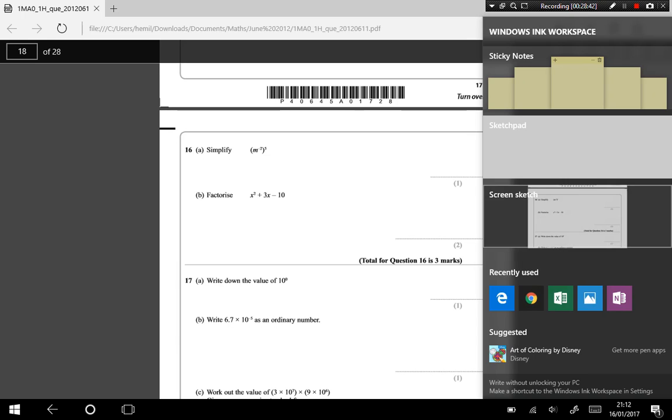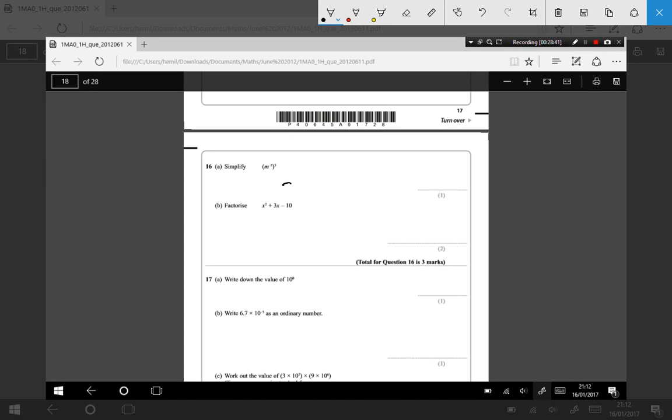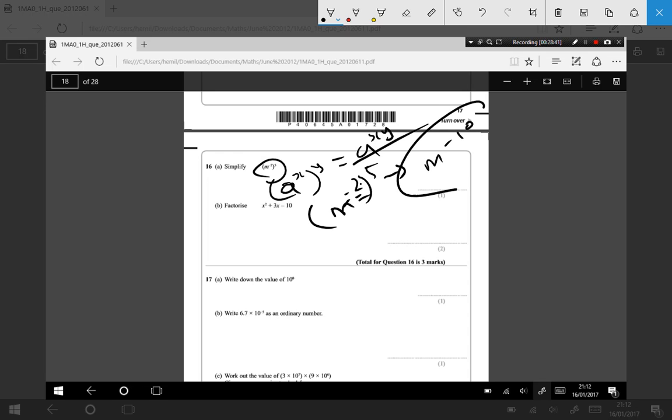Alright, now let's do this question. Simplify that. So now we know the general formula is a to the power of x, all to the power of y, is equal to a to the power of xy. So in this case, m to the power of minus 2 times 5, you should get m to the power of minus 10. That's all it is. Factorize that: just find two values that multiply to make minus 10 and add to make 3. So which two values do that? 5 and minus 2. So x plus 5 and x minus 2. And that's all it is, guys.